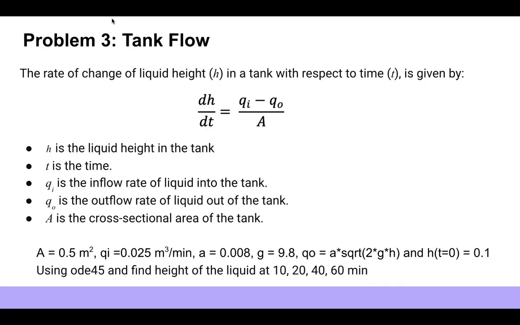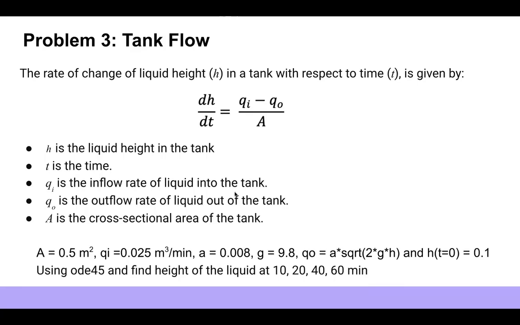Anybody with answers? Here the cross-section A is given, Qi is given, and you have g equal to 9.8, and Q0 is given as a function. It is a times square root of 2gh, where small a is given as 0.008, g you know, and h is the dependent variable. So Q0 is a function of h. Then you have an initial value: at t equal to 0, your height is 0.1. And you have to find the height at specific times that are given to you: 10, 20, 40, 60.